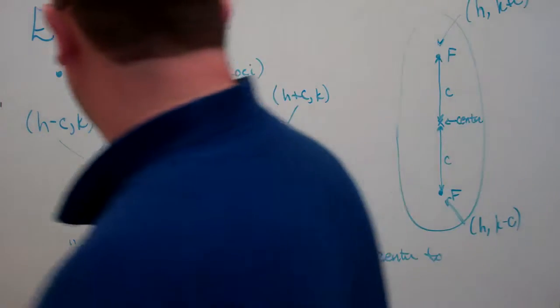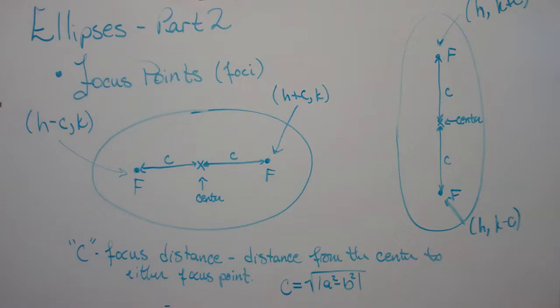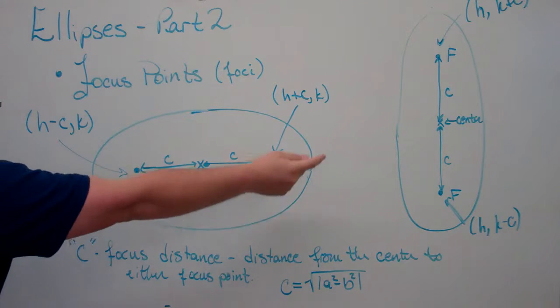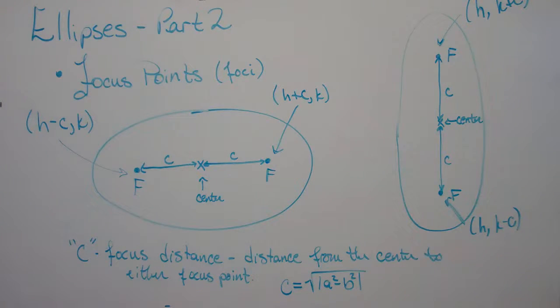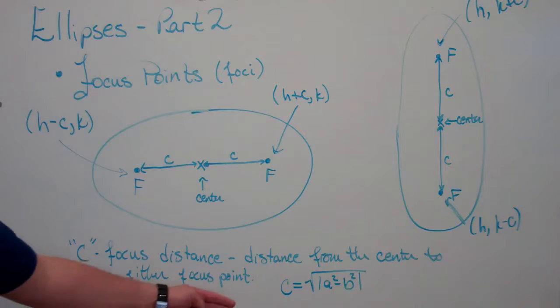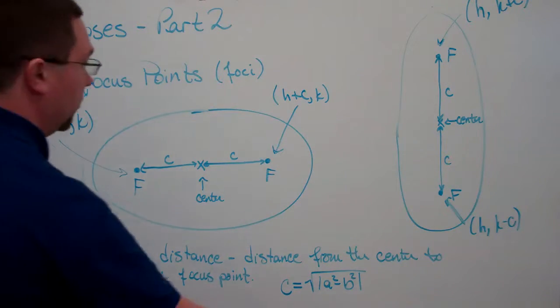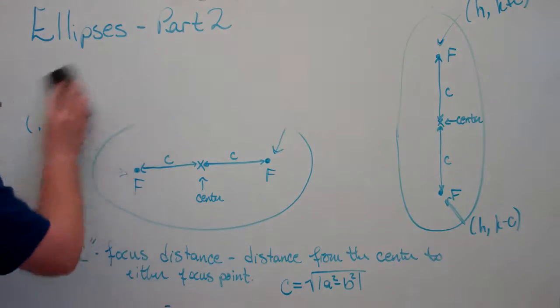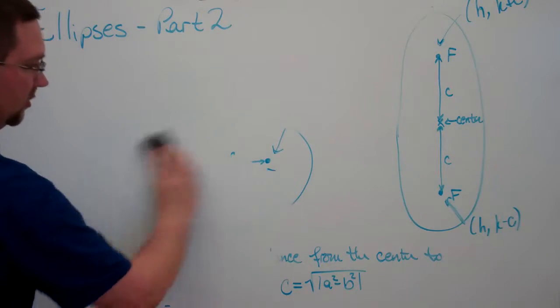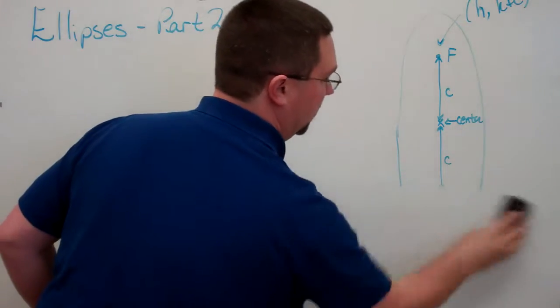And when your ellipse is going right to left, you subtract c from h to get your left-hand focus point, and to get your right-hand focus point, you simply add c to h. And again, the formula to find c is the square root of the absolute value of a squared minus b squared. Alright, so let's work a problem. We're going to find the foci of an ellipse given only the equation.